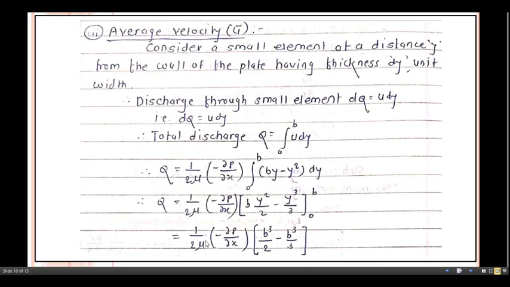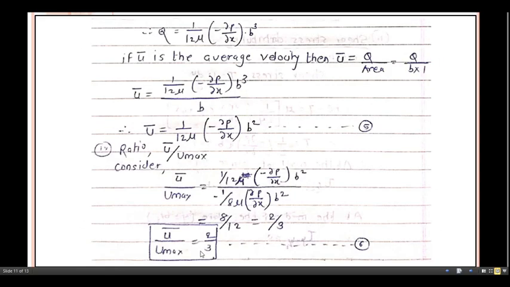Okay, now we just see after simplification, what we get here. Just make the base common for this one. While making the base common, we get 3b square minus 2b cube divided by 6, meaning we get here b cube divided by 6. So 6 multiplied by 2, we get 12. Now just see the simplified step here. So Q equals 1 upon 12 mu multiplied by minus dp by dx into b cube.